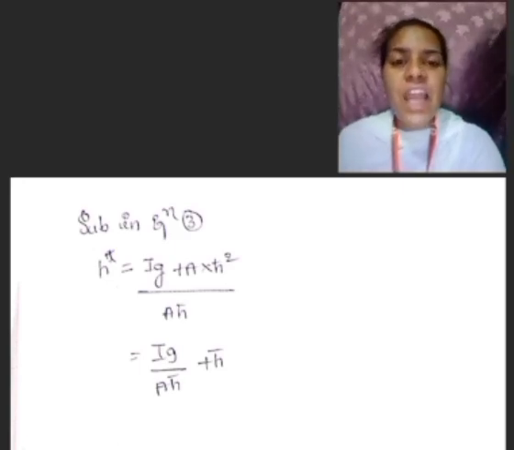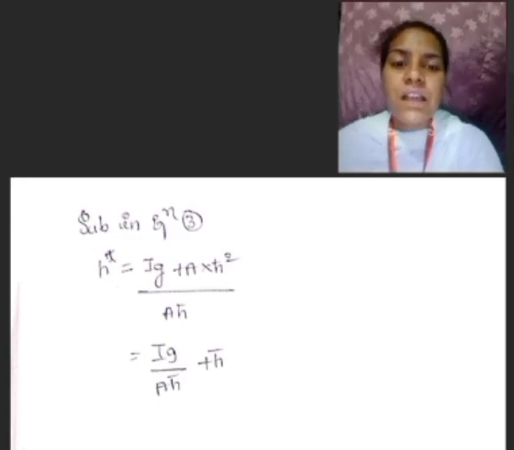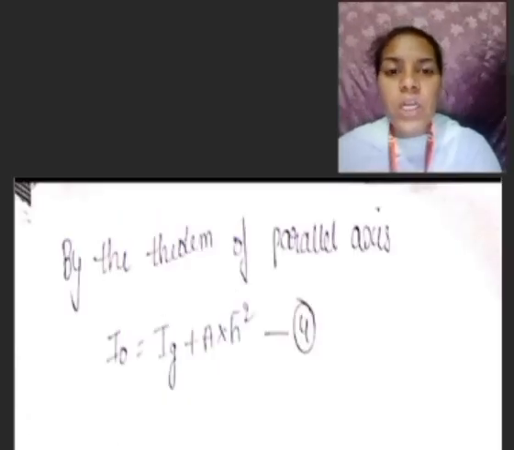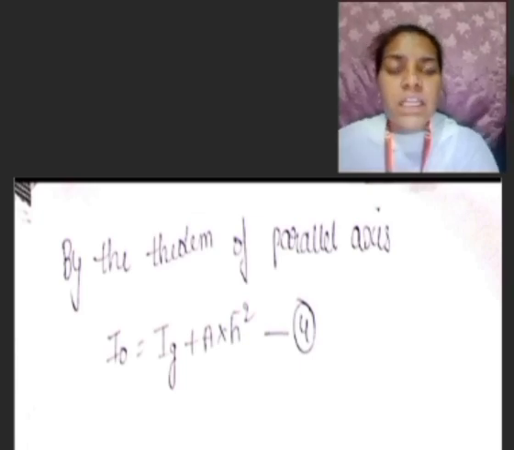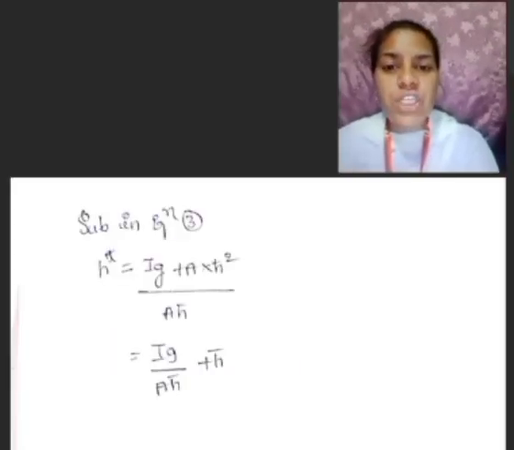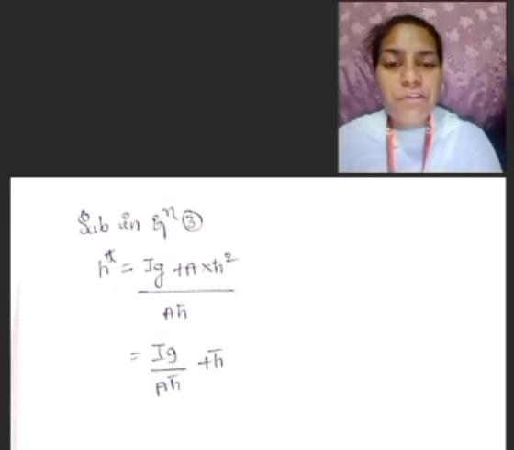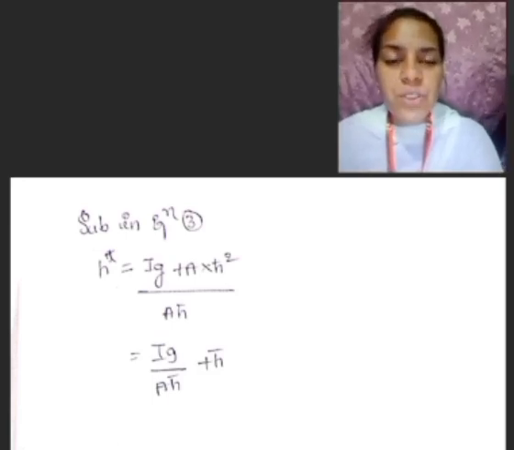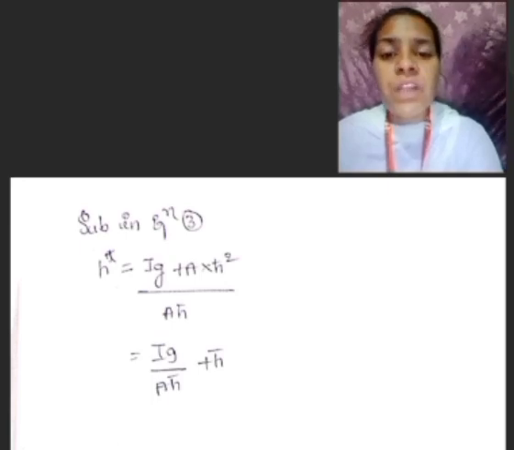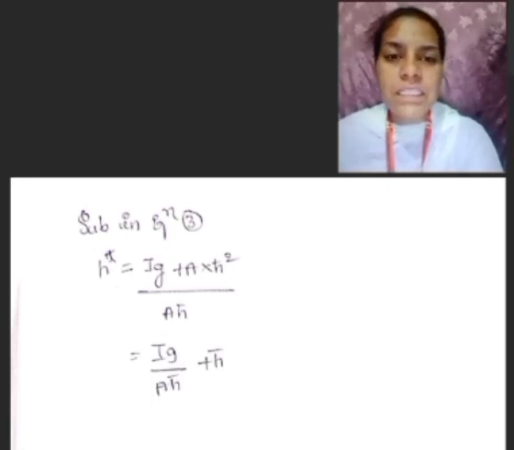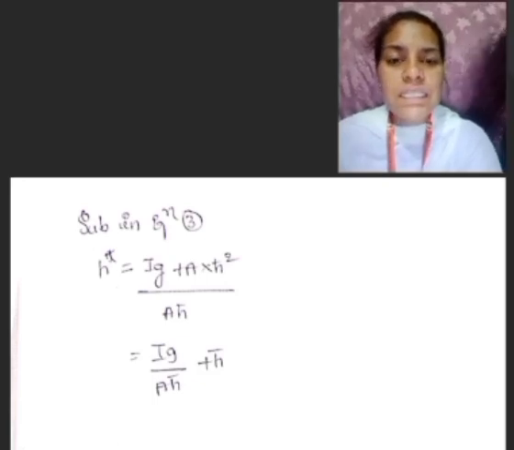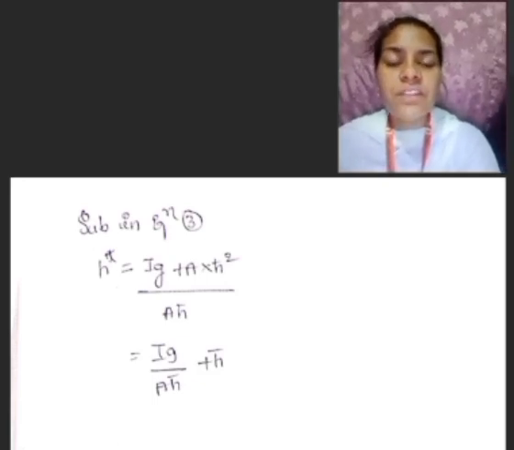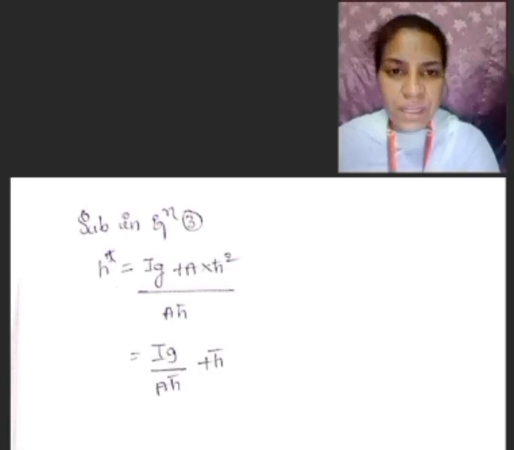The standard value for parallel axis, that is I naught is equal to Iz plus a into h dash square, will be considered as equation 4. That equation 4 we substitute in equation 3. Finally, we will get the h star value. This is the simple derivation of total pressure and center of pressure.